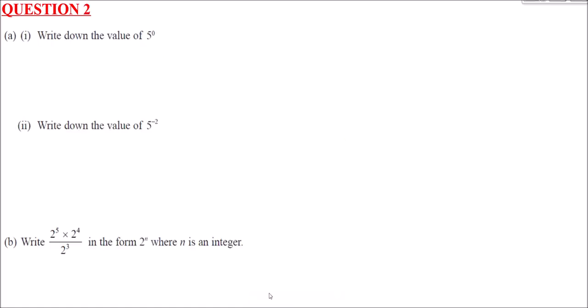Question 2. Write down the value of 5 to the 0. Well, we need to remember that anything to the power 0 equals 1. Anything to the power 0 is 1, so this here is just simply 1.